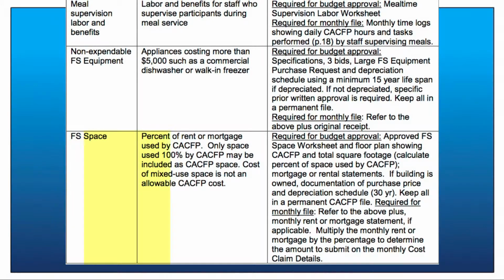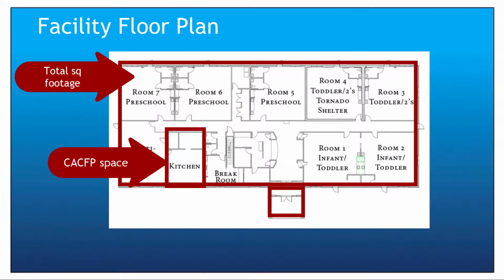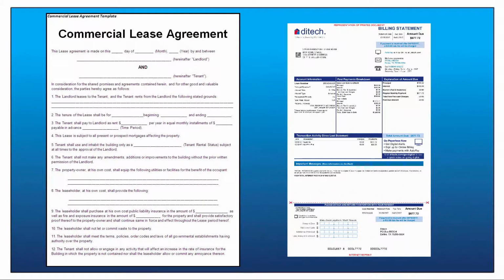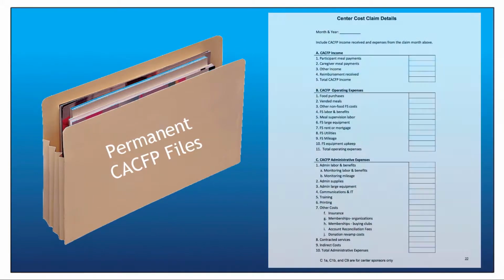Food service space. This includes the percentage of the rent or mortgage used by CACFP. Only space used 100% by CACFP may be included as CACFP space. Cost of mixed-use space is not an allowable CACFP cost. Documentation for budget approval includes an approved food service space worksheet, floor plan showing total and CACFP square footage, and a rent or mortgage statement. Keep in a permanent file. Refer to the file when reporting the monthly cost claim details.